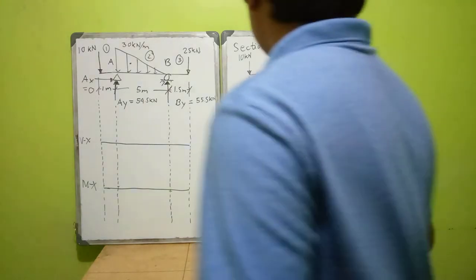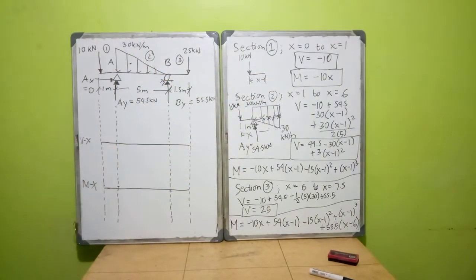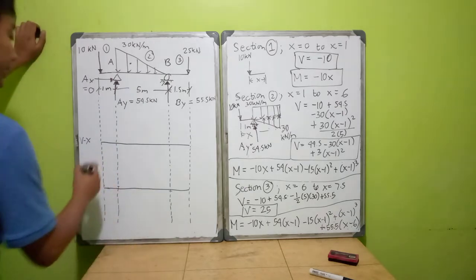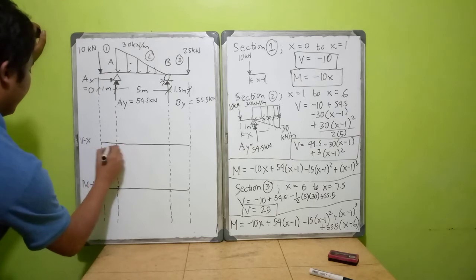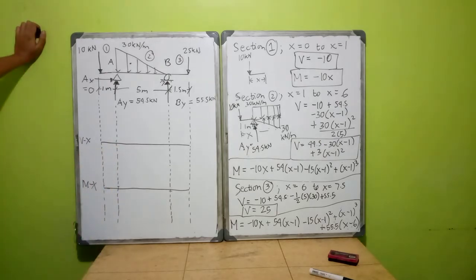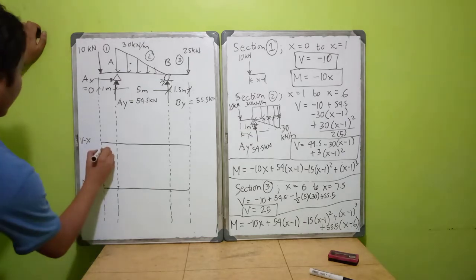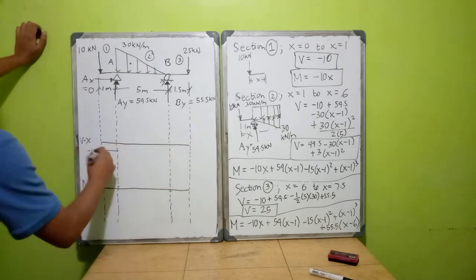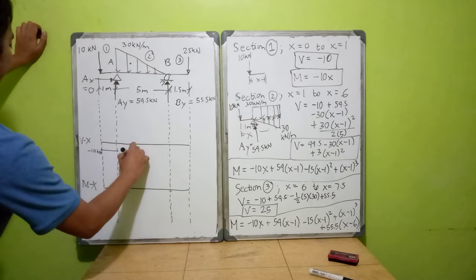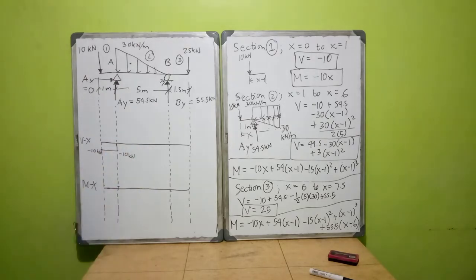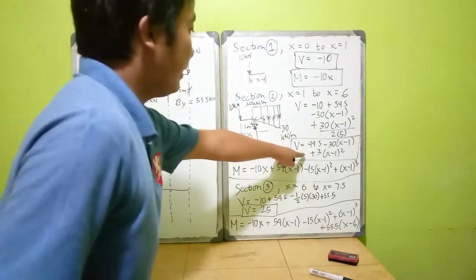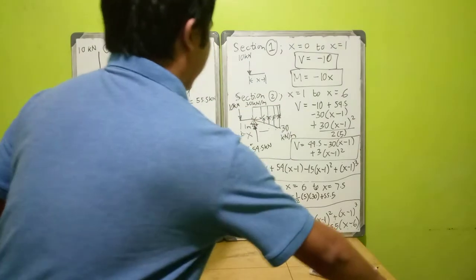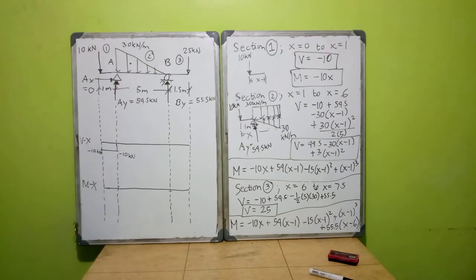So here at section 1, we'll concentrate first on the shear. It is clear that your V should be negative 10 from 0 to 1. So let us say this is a location where your force is negative 10. Since this is the 0 line, this is negative 10 kilonewton, and this is negative 10 kilonewton. And then our next, this is our shear equation from x equals 1 to x equals 6. To make our efforts lesser, we'll go directly to when x is equal to 1.